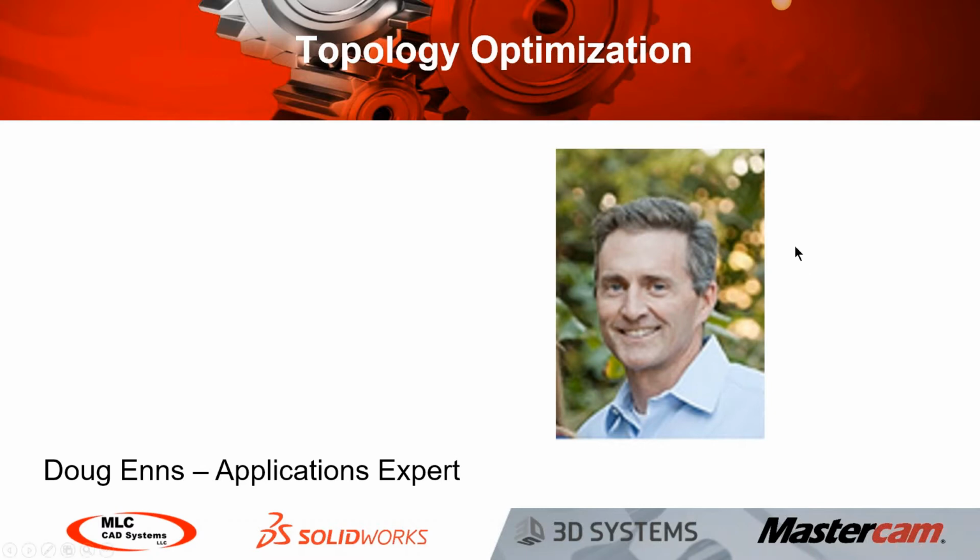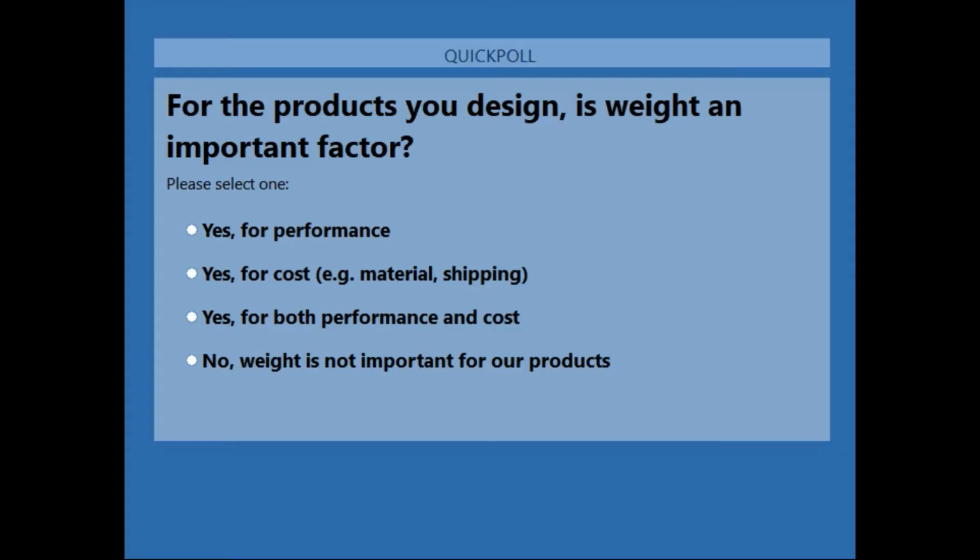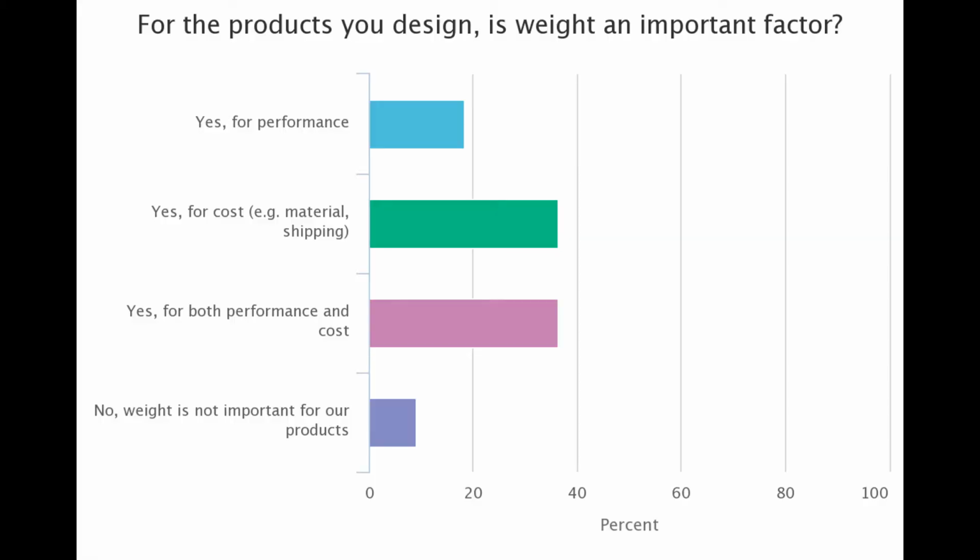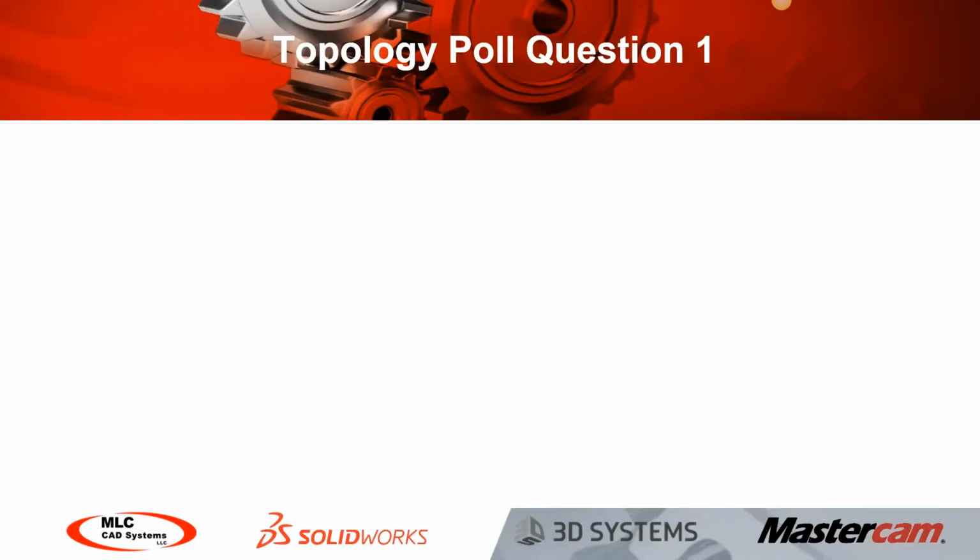So I want to start with our first poll question. Our first question is, for the products you design, is weight an important factor? Most everybody, it looks like, is saying yes, it is an important factor. And it looks like for nearly half of you, it's due to cost reasons. About a third of you, it's for performance and cost, I should say. And about 11% looks like performance. But the vast majority of you, weight is a factor. That's good, because I'm going to be showing you how the topology study can really benefit us as far as reducing part weight goes.